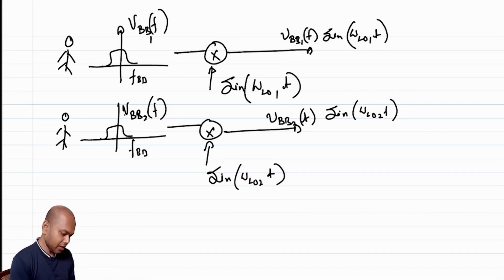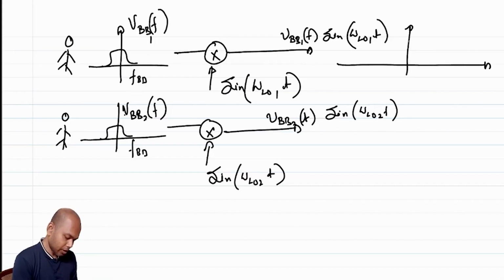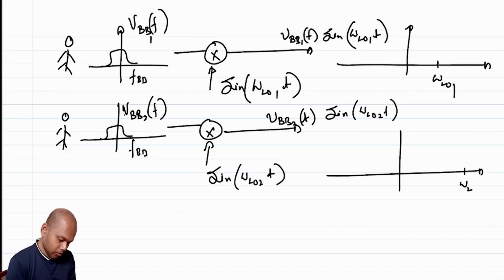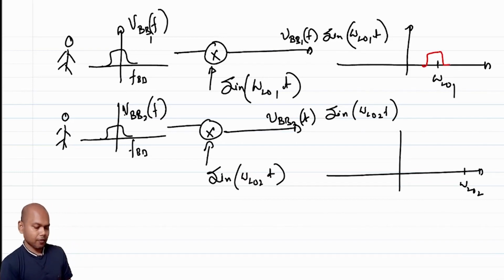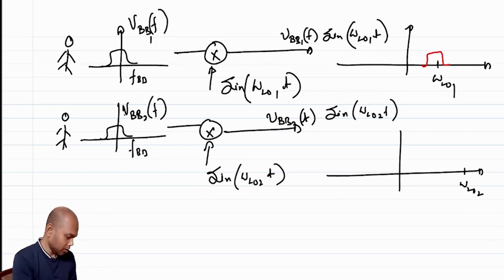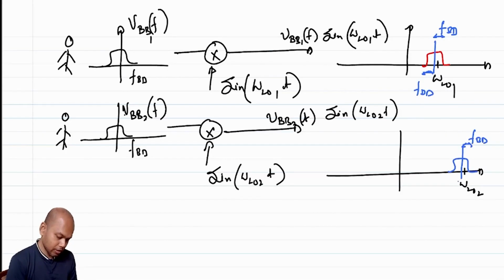So what's going to happen if omega LO1 and omega LO2 are kind of separated? In frequency domain, let's say this is omega LO1 and this is omega LO2. User 1 will take up spectrum around omega LO1, and user 2 is going to take up spectrum around omega LO2, with FBB on this side and FBB on the other side for each.